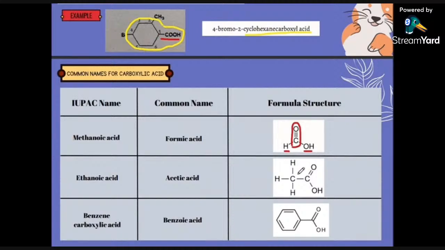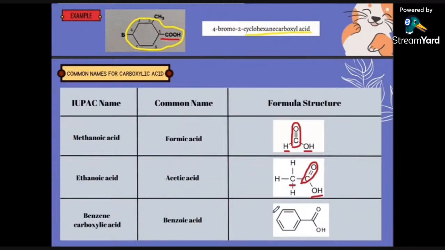Next, we have ethanoic acid. Ethanoic acid is usually known as acetic acid. It's mostly used as a chemical solvent. This is the formula structure for ethanoic acid, where the carbon is attached with a double bond O and directly attached with OH and another carbon.